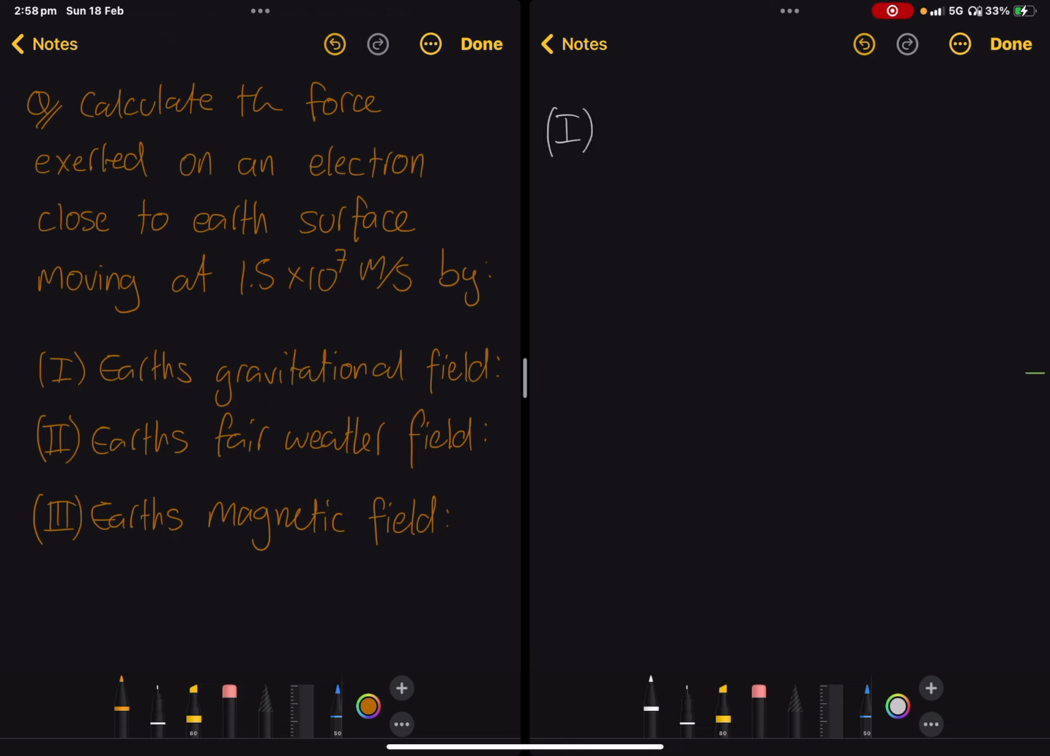We'll deal with the Earth's gravitational field. So here we're really just looking for F equals ma, where the acceleration is gravity. So this is going to be the mass of an electron. Let me confirm this number. I don't have this number in front of me. The mass of an electron is 9.1 times 10 to the minus 31.